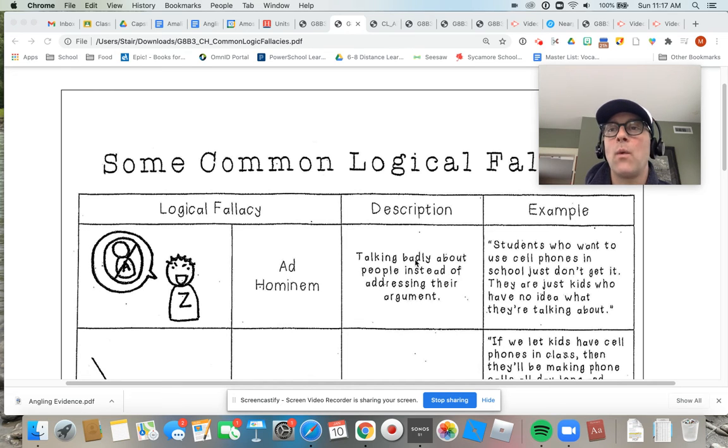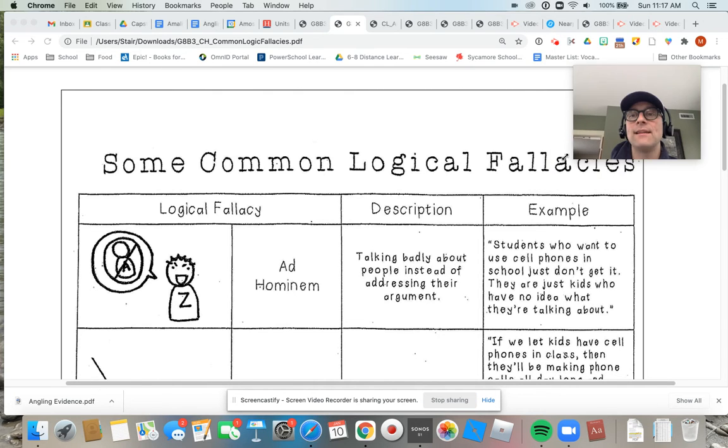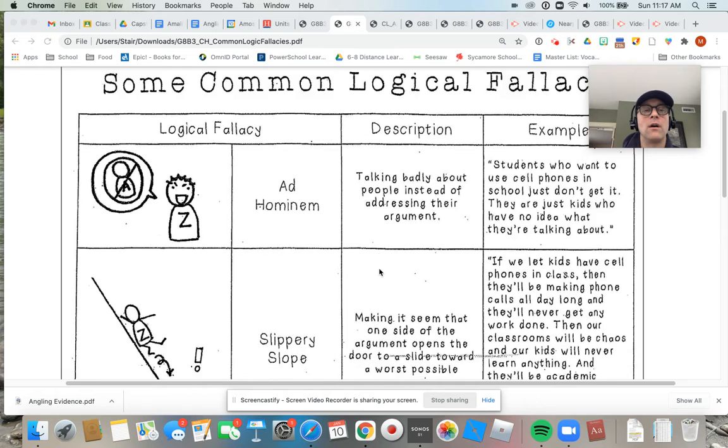Logical fallacies are ways that students try to force an argument rather than using logic and reason, right? A logical fallacy means it's not really actually working. It sounds like it's working, but it's not, right? One is just talking badly about someone rather than addressing their argument, right? We see the example here. They are just kids who have no idea what they're talking about. So just using insults, right? This is what they call sort of political or elementary school, just sort of bullying. You're stupid, rather than actually explaining what it is that they are saying and why it is wrong.